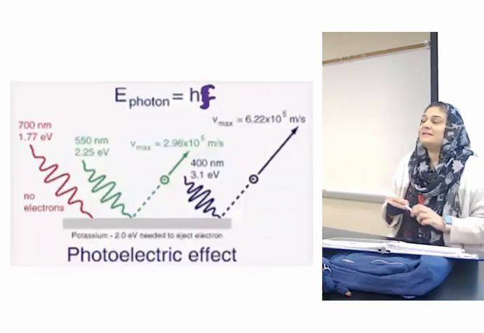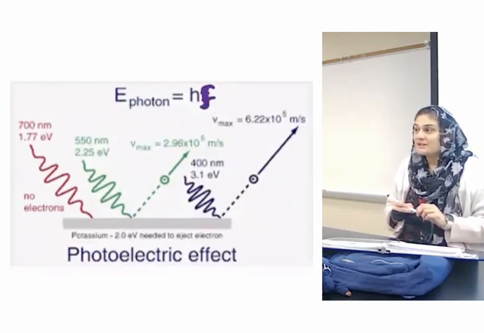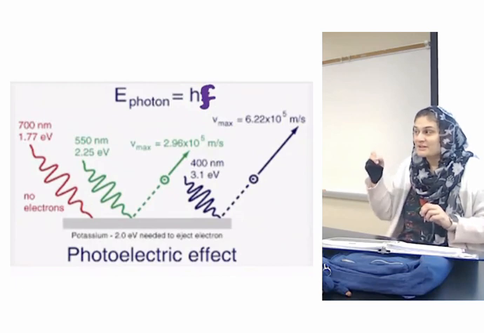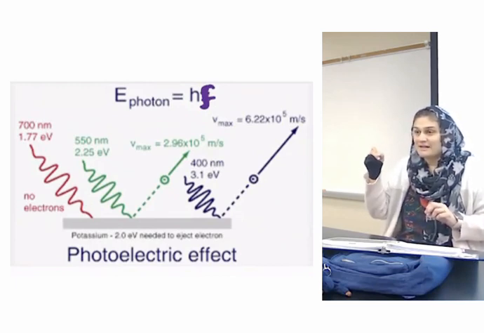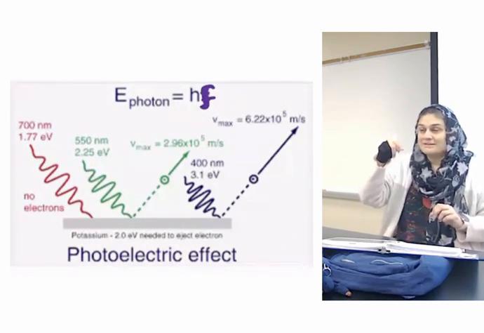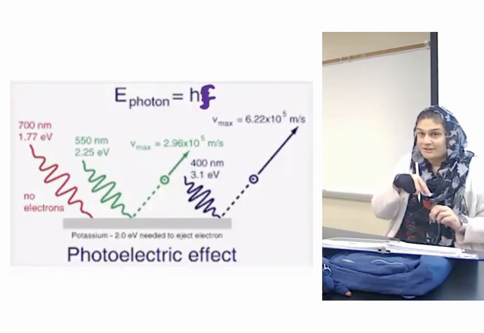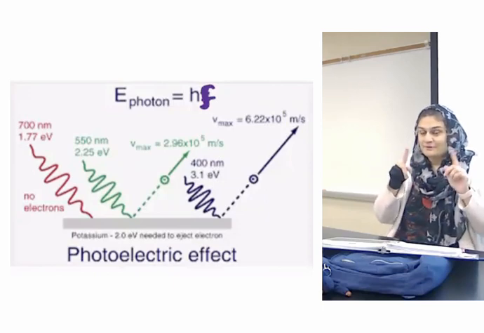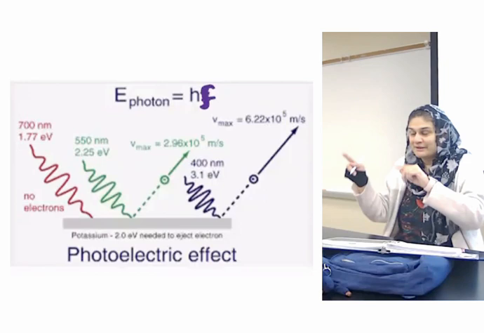So red has the lowest frequency. Frequency is c over lambda. So frequency wise, red is lowest. That means red has the lowest energy. Green has middle and blue has the most.